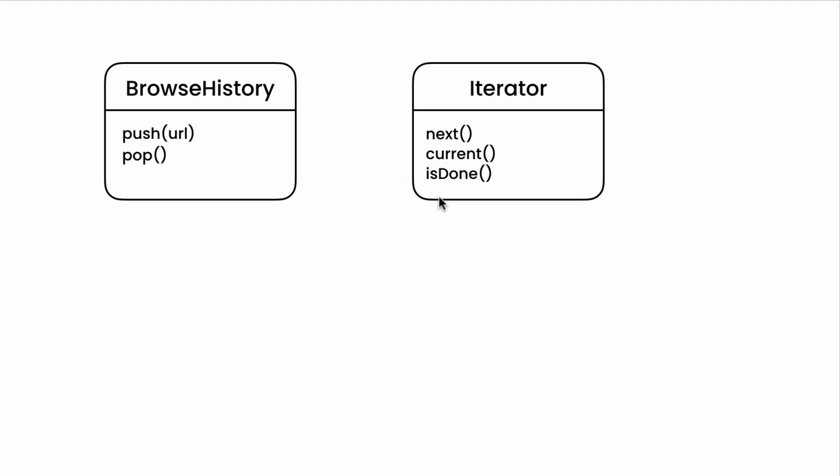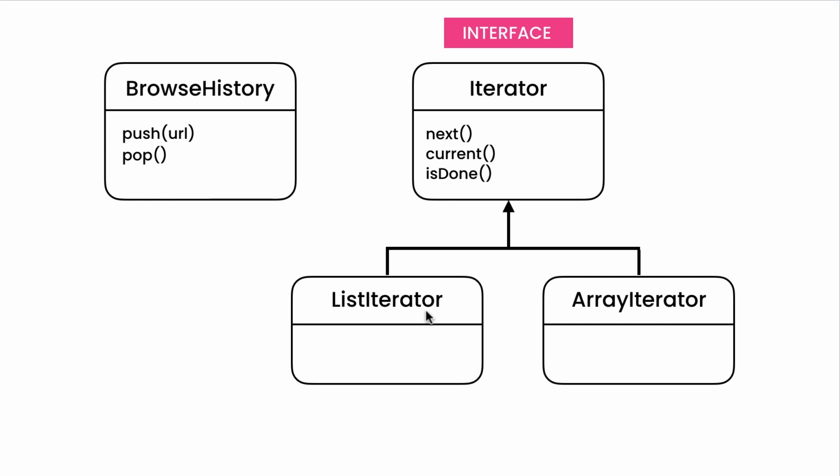Beautiful. Now technically we need different types of iterators. For example, today we're using a list inside the browse history class. So we need a special iterator that knows how to iterate over a list object. Tomorrow we replace that list with an array, so we should create a new iterator that knows how to iterate over an array. So technically, this iterator should be an interface that determines the capabilities we need from a real or a concrete iterator. We can implement this interface in different classes. So we can have a list iterator that knows how to iterate a list, and an array iterator that knows how to iterate an array.